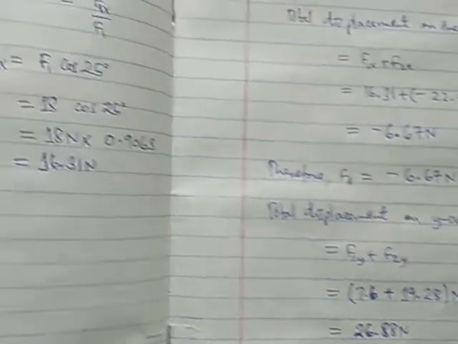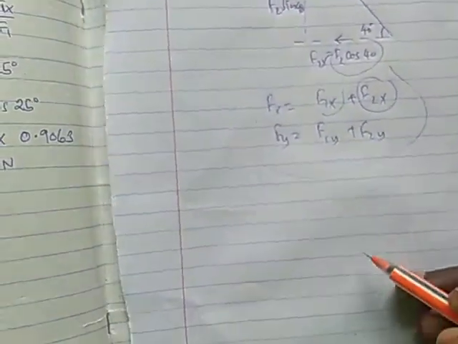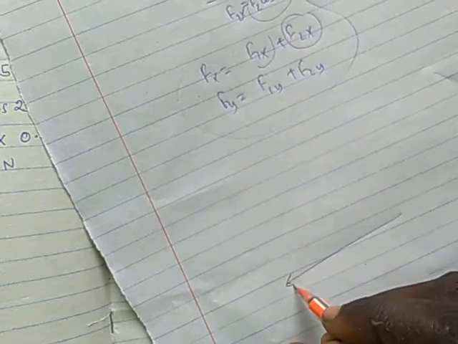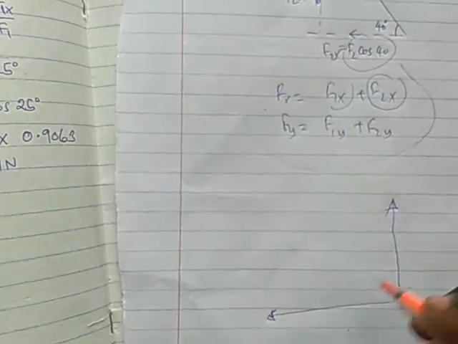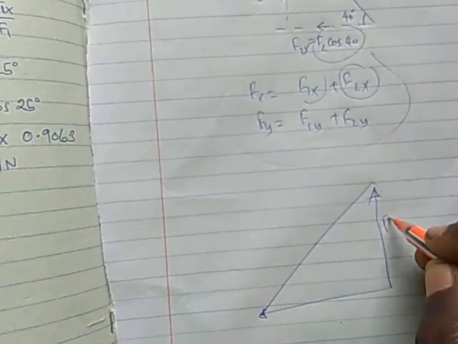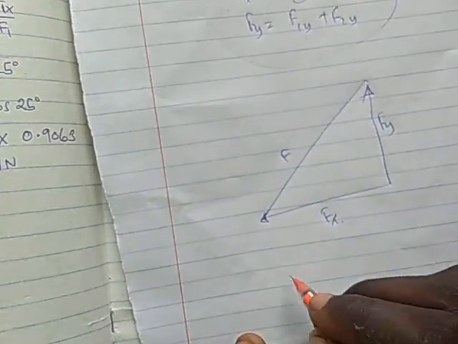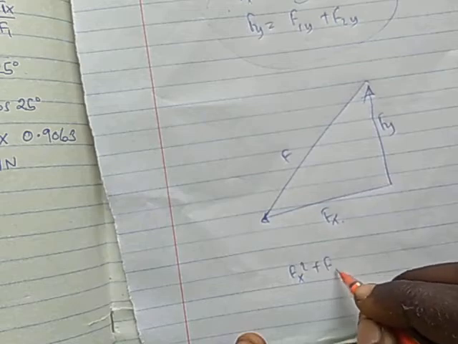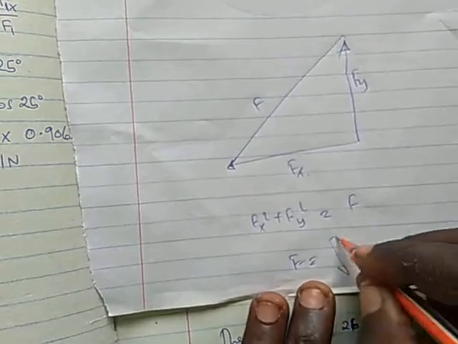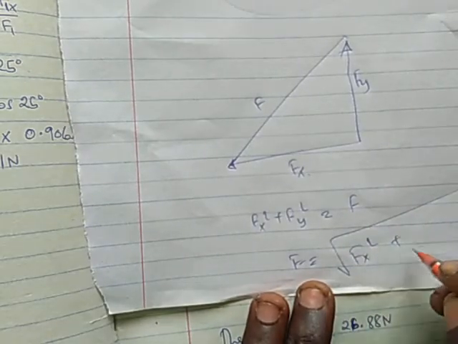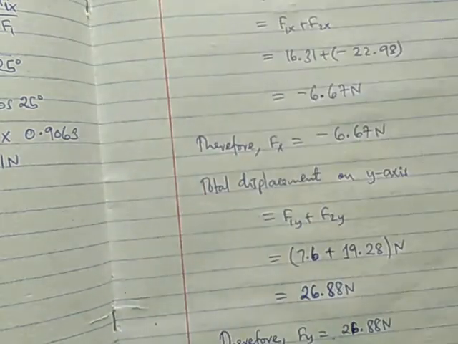So tukiapply Pythagoras theorem, tuna apply Pythagoras theorem kivipi? Manake tunaposema yule total wa x alikuwa ni vector ambaye anaenda hivi, total wa x, wakati total wa y alikuwa ni vector ambaye anaenda hivi. So the Pythagoras theorem manake huyu hapa ni fy, huyu hapa ni fx, then we are finding for the resultant force f. So fx square plus fy square will be equal to f. So f will be equal to the square root of fx square plus fy square. That is the resultant vector f.